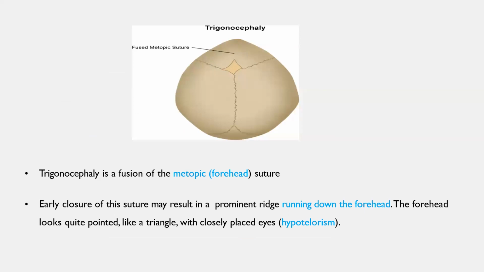Next. One more is trigonocephaly. As all of you know, the metopic suture will close by 18 months, but earlier closure of this metopic suture causes a trigone-like anterior aspect of the skull. This leads to a prominent ridge in the forehead.